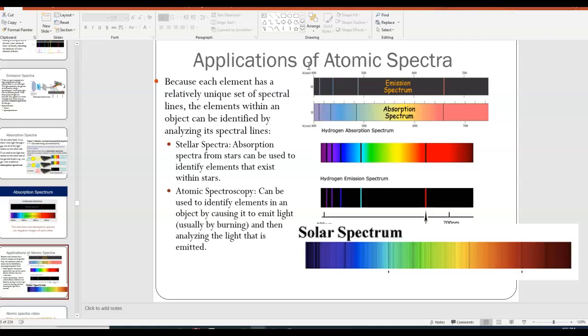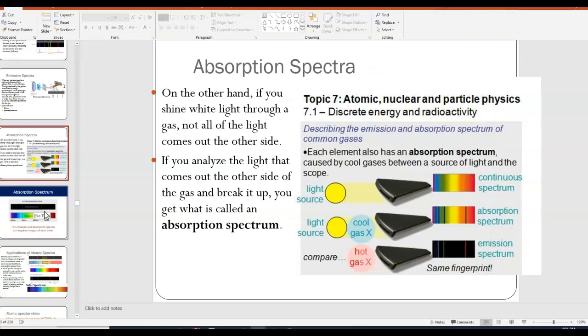Now, just random applications of atomic spectra. Again, please pause it here if you need to add any of this information to your notes.